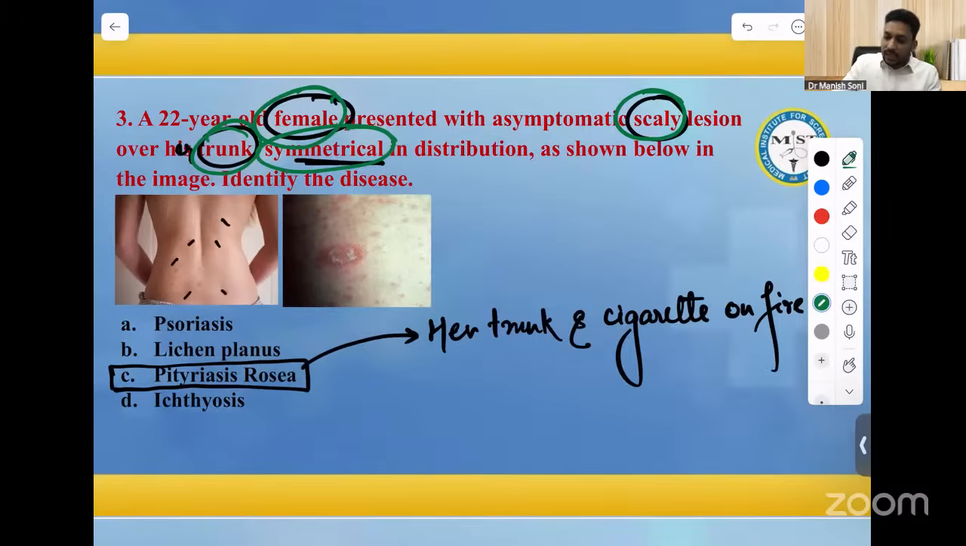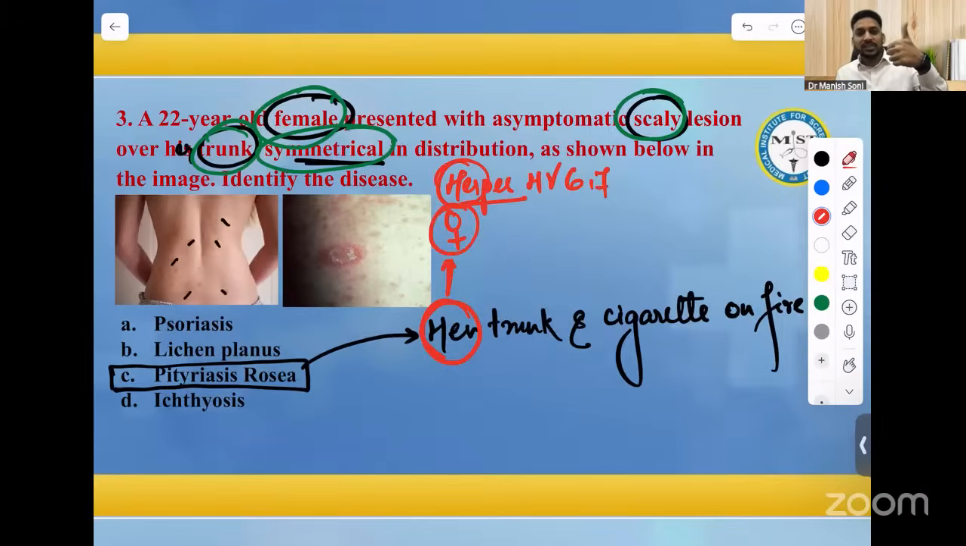Her. Why? Because it is commonly seen in females. So this condition is very common in females. It is associated with herpes virus infection, human herpes virus 6 and 7. So HER: commonly seen in females. Herpes is the associated condition.